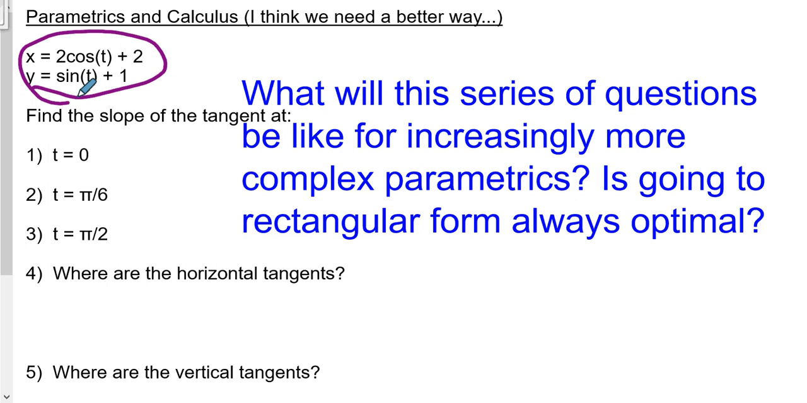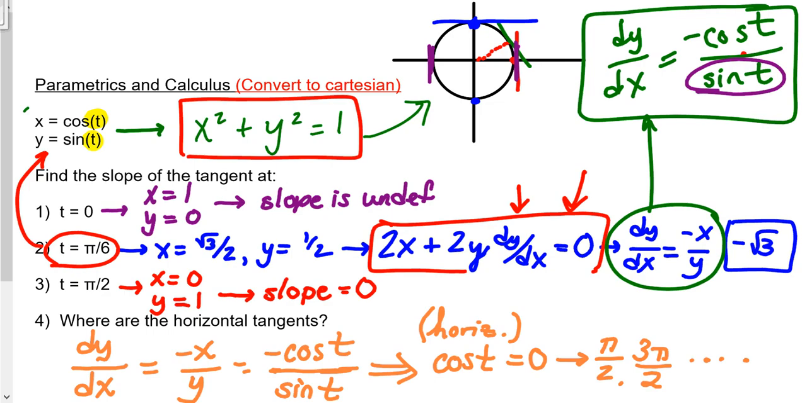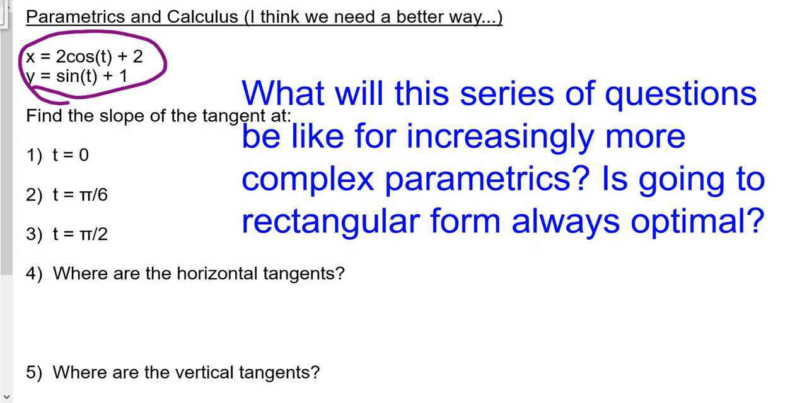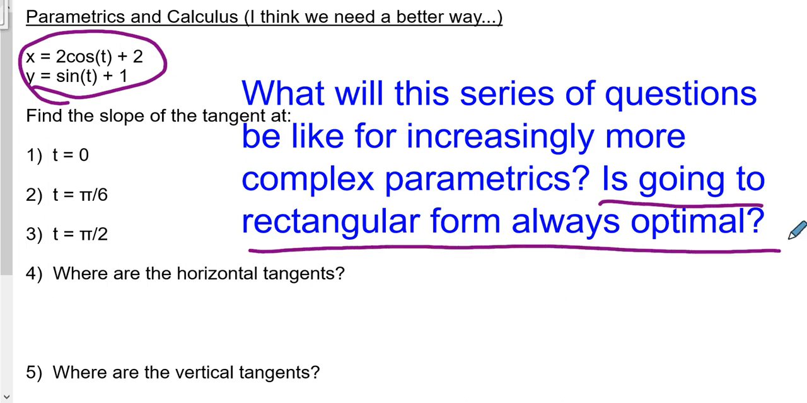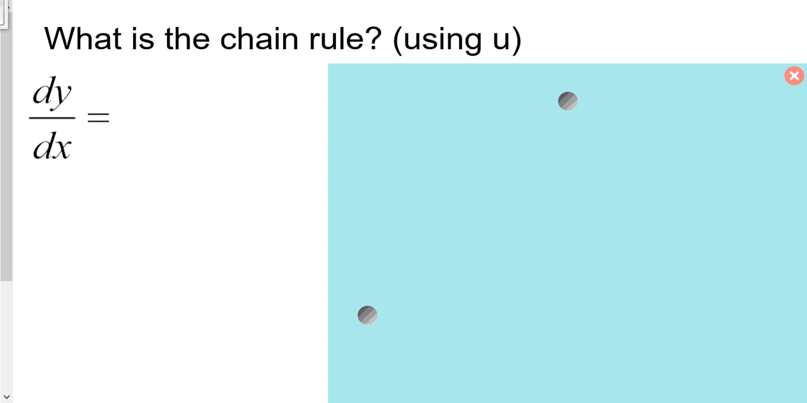Like in this question, we relied on switching things to x and y and thinking about that. This is the teacher question I was talking about. It's not really a question. Is going to rectangular form always optimal? No, obviously not, because this is a whole unit on parametrics. Why would we have a whole unit on parametrics if we could just switch to rectangular and be happy?